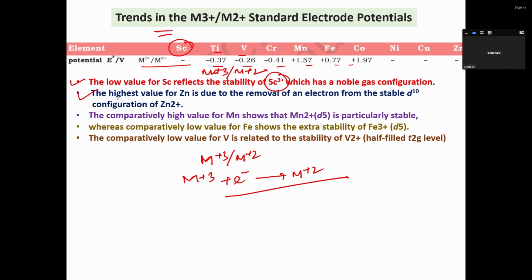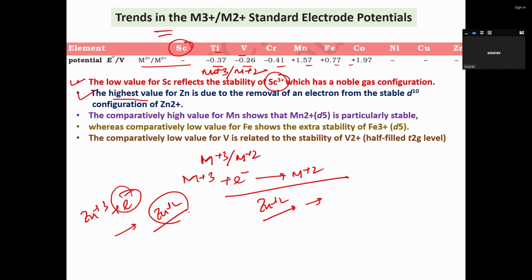Now zinc is giving the highest value because, suppose there is zinc plus 3 and it takes one electron, it will form zinc plus 2. When it is zinc plus 2, the electron configuration will be 3d10, which is the most stable. That's why it is giving the highest value for zinc. It is due to the removal of one electron from that stable electronic configuration.